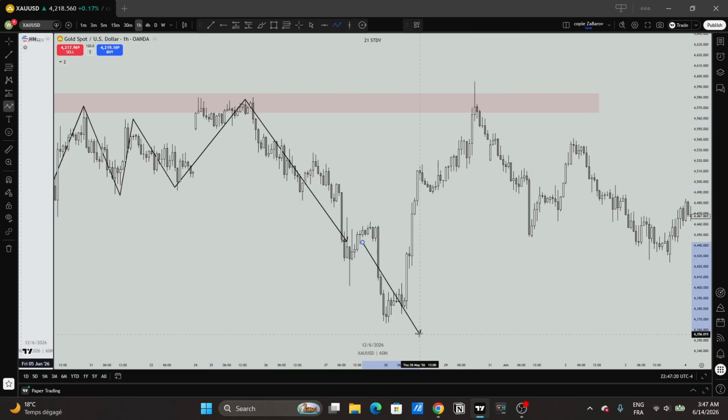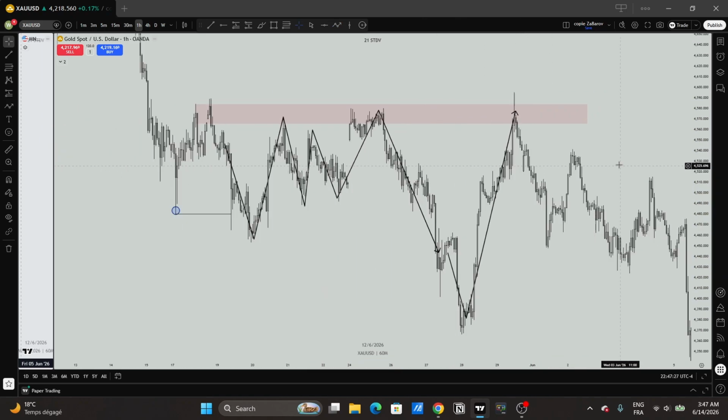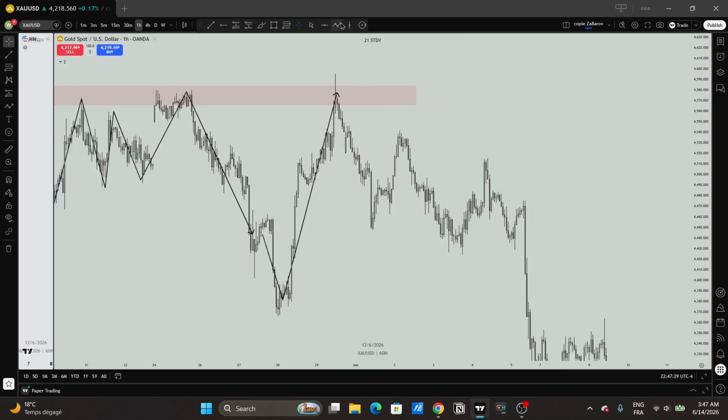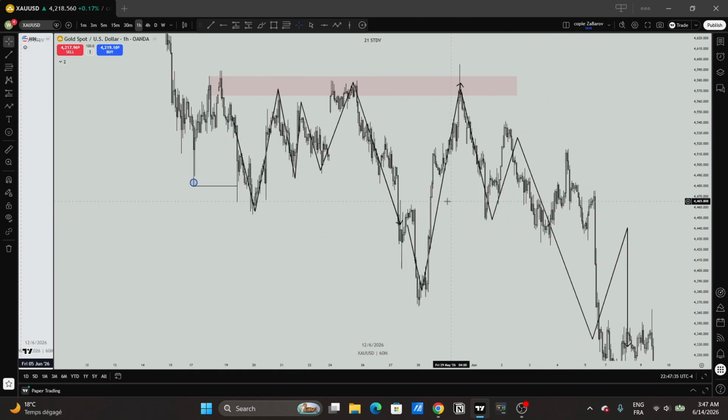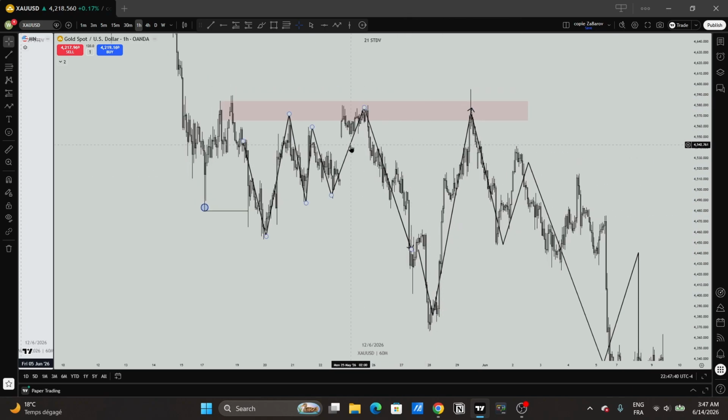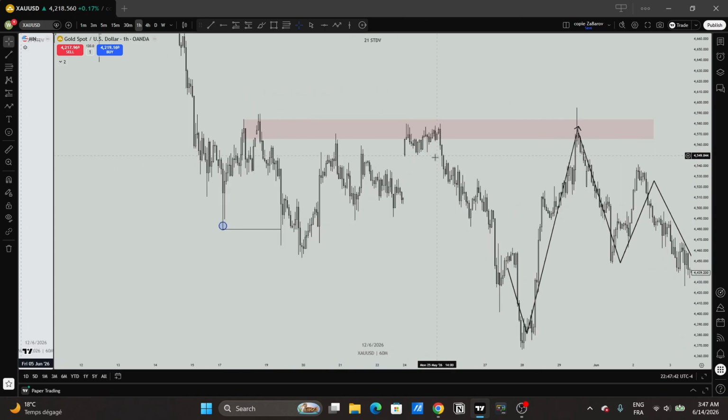level. After this huge dump, what gold did is it retraced another time. I don't know if it's the fifth or sixth time, and then, as you can see here, it went down again and made a new low. So basically, this resistance level is very strong, and the bears are controlling it with power.